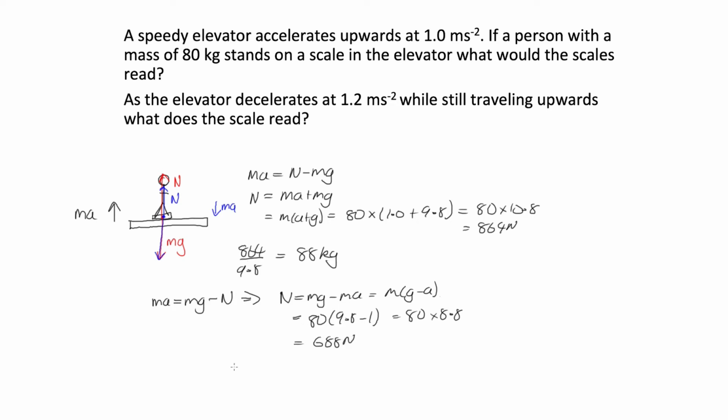But then we want to convert it to a reading on a scale. So 688 divided by 9.8 gives us 70 kilograms. And both these answers have been given to two significant figures because we were given two significant figures in the question.